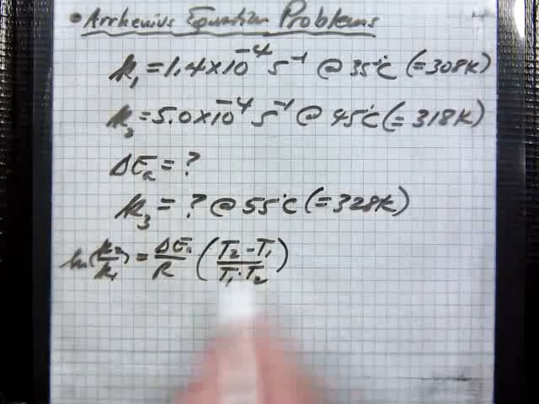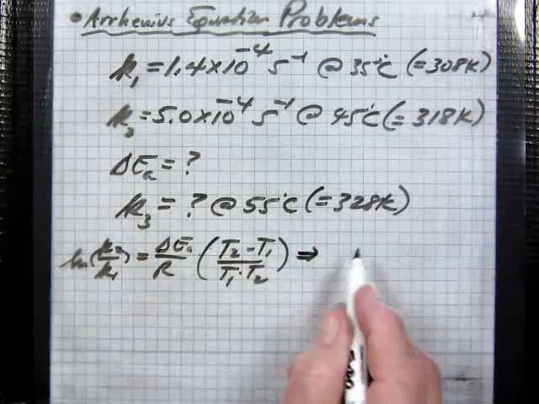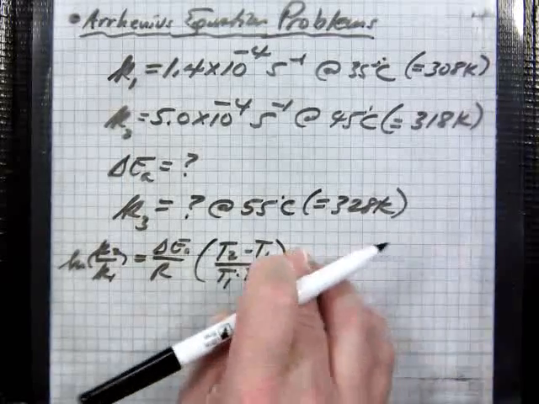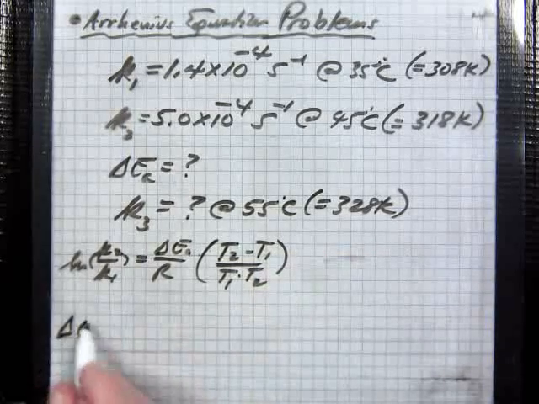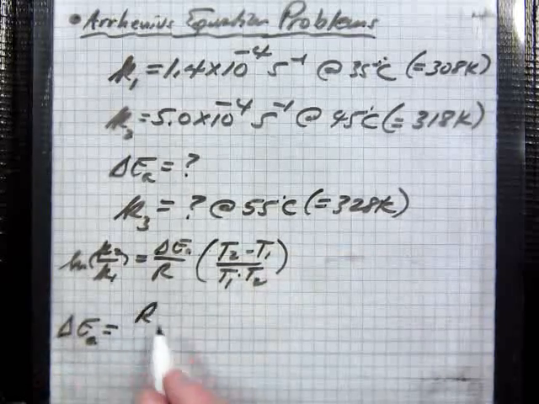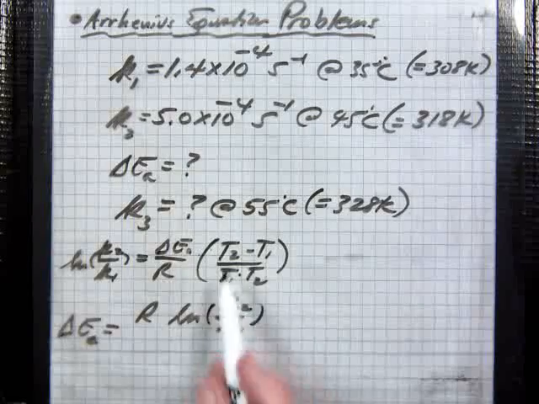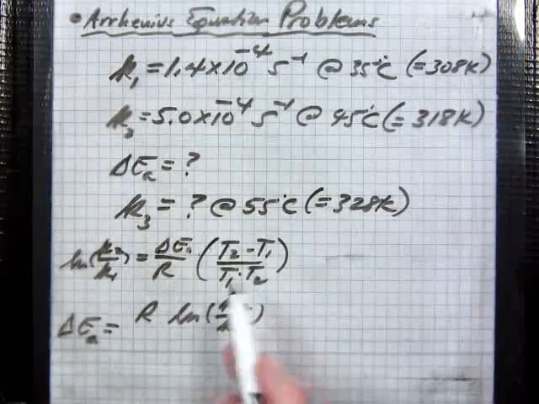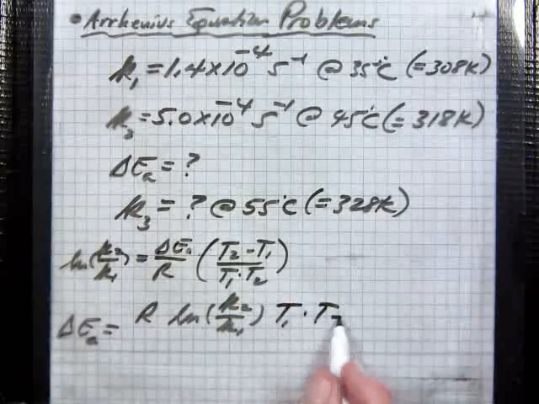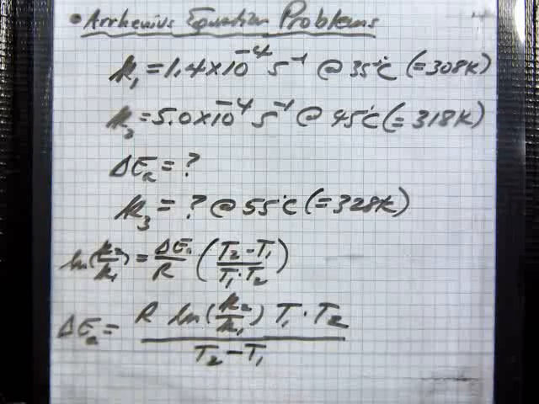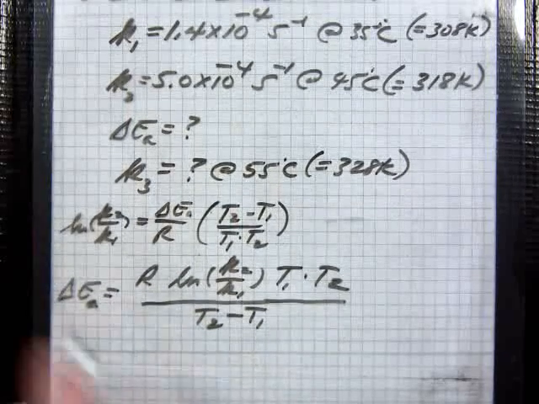So we have that, and so solving this for EA, let me move it down, I guess. So EA is equal to R ln K2 over K1, and that's going to be divided by this expression, which inverts and multiplies T2, all divided by T2 minus T1. So it's a matter of substituting and plug and chug.